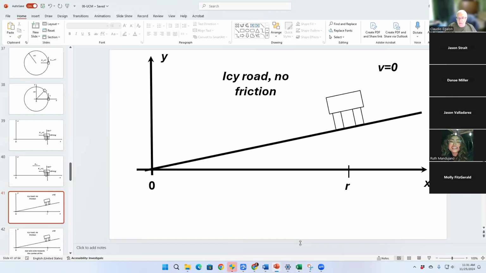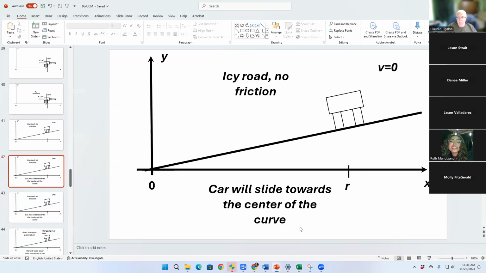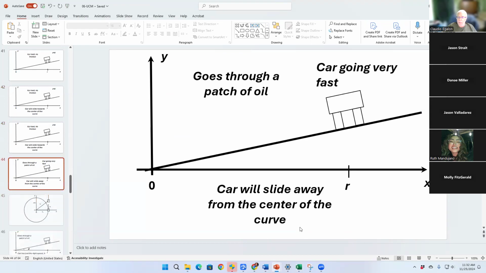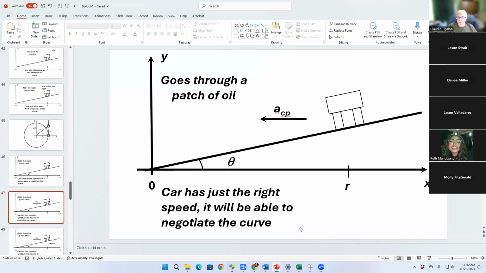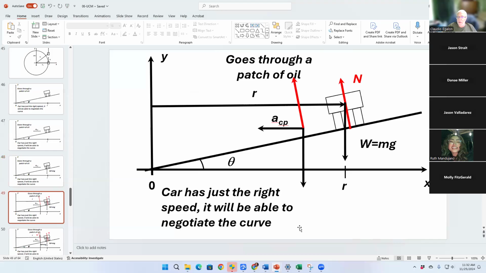In the case of the banked curve, here you go, the car will slide toward the center of the curve if it doesn't do anything. Icy road, no friction, right? And here you go, the forces are going to be here. See that? The horizontal component of the normal. We have only two forces, but the horizontal component of the normal ensures that the car can go in a circular path.